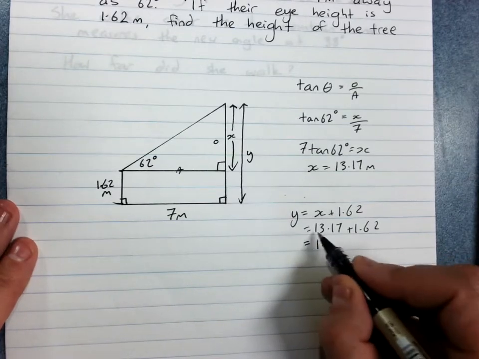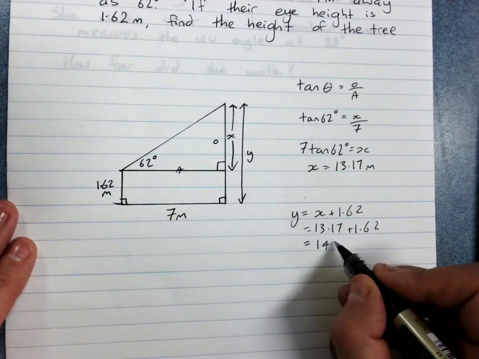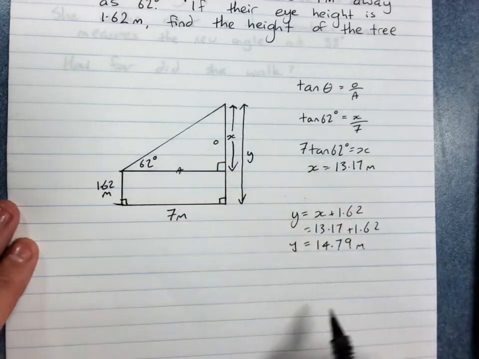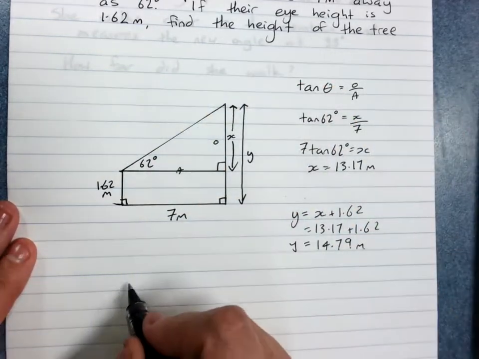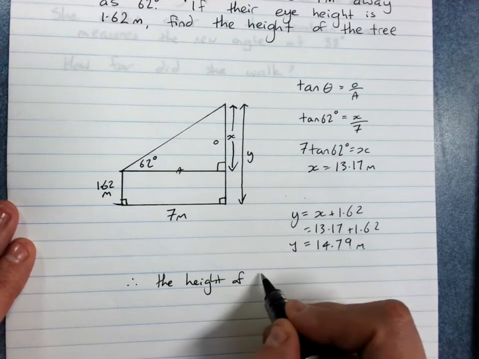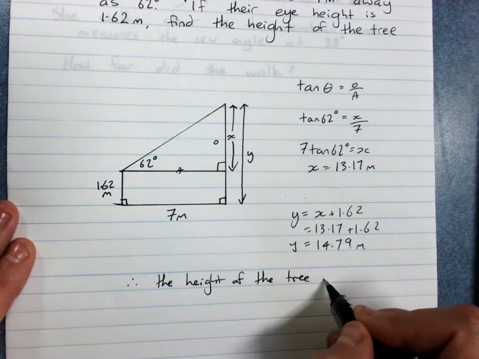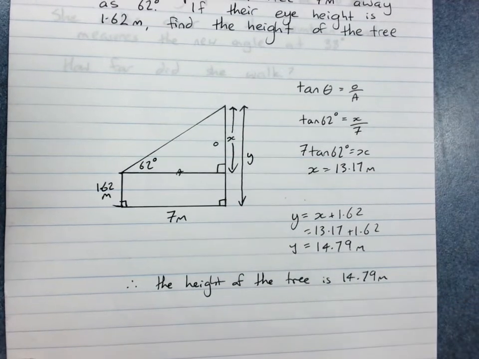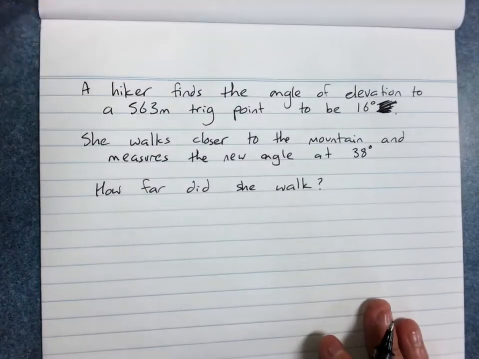equals 14.79 meters, and it was a word question. Find the height of the tree. Therefore, the height of the tree is 14.79 meters.